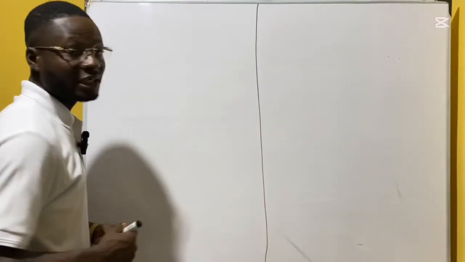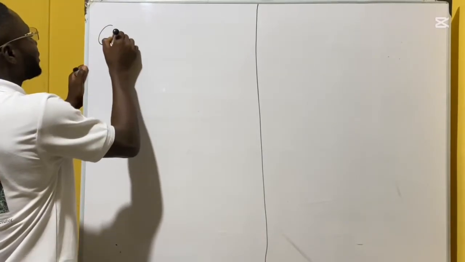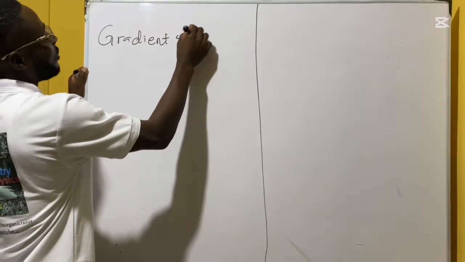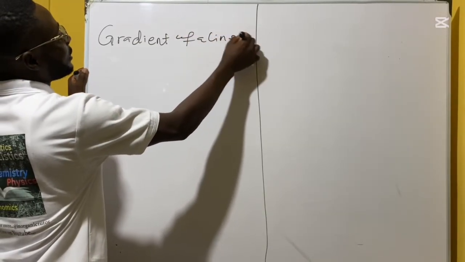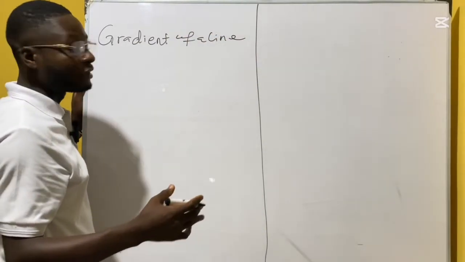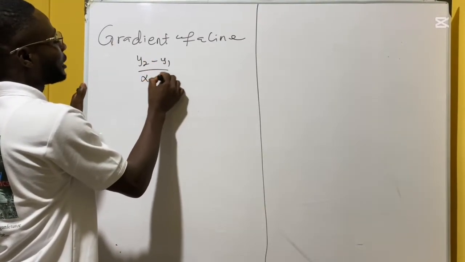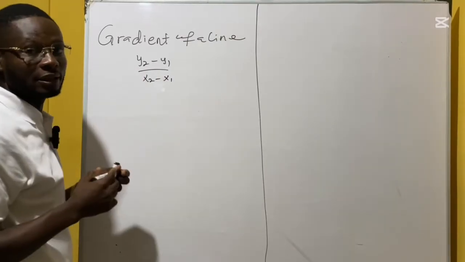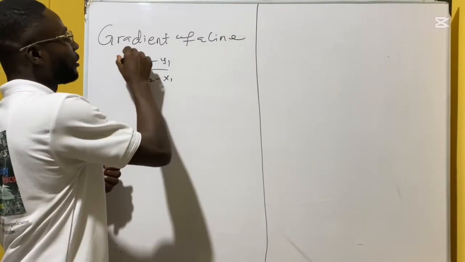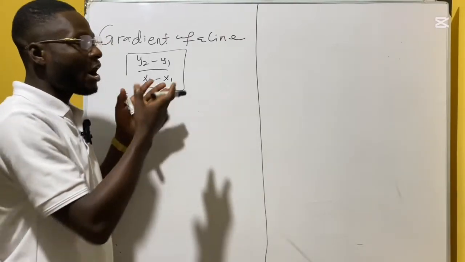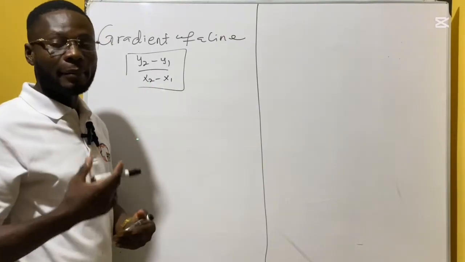Okay, so we continue with the gradient of a line. Now basically we know that the gradient of a line has its formula to be y2 minus y1 over x2 minus x1, right? That is what we are aware of, right? That is the gradient of a line. How did this formula come about?